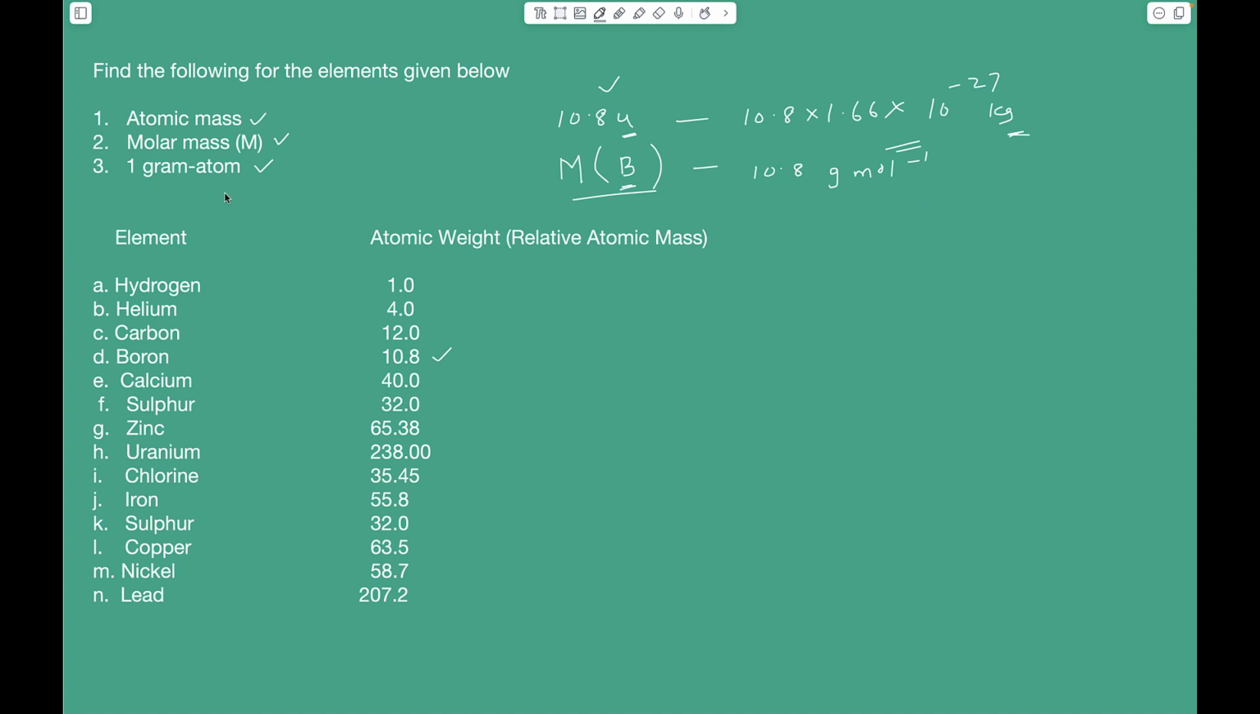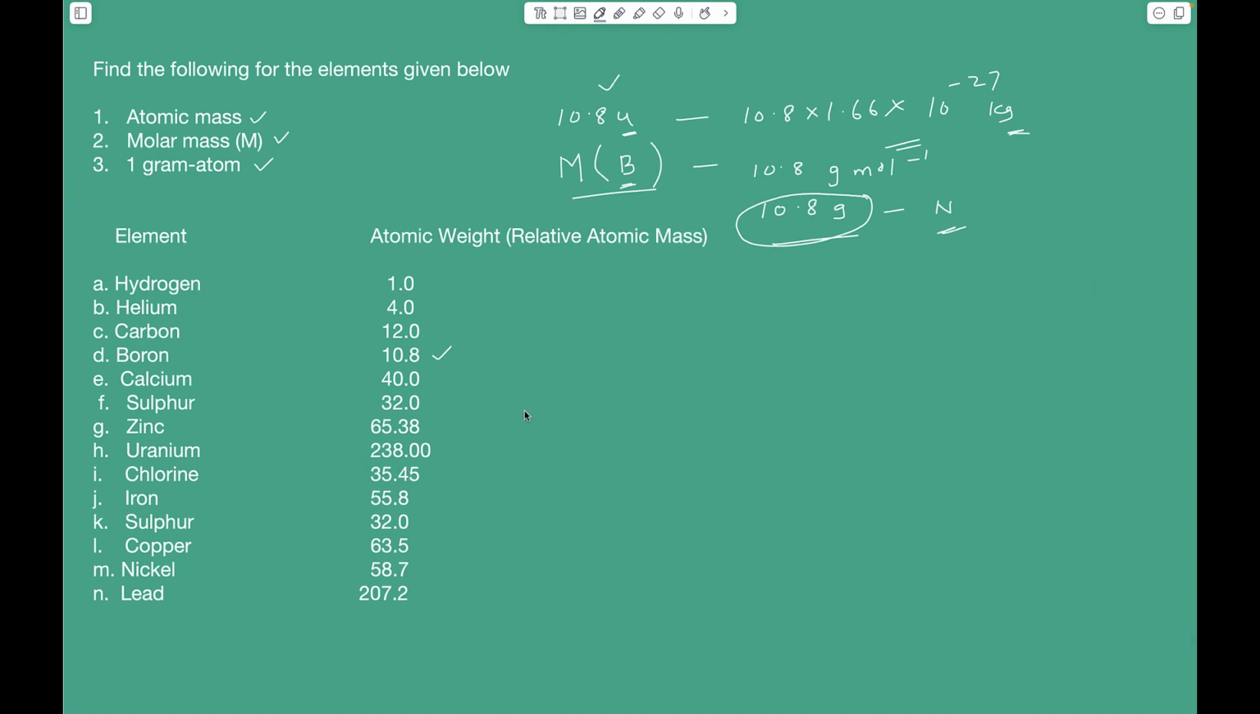Then what is the mass of 1 gram atom of boron? It is simply, again, its atomic weight expressed in grams. So 10.8 grams of boron is 1 gram atom of boron. Again, it contains an Avogadro's number of boron atoms.